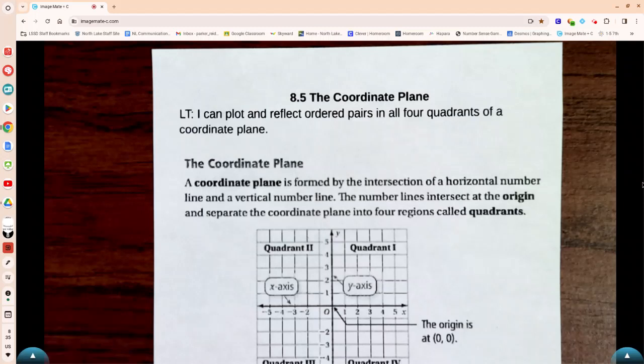All right, so this is 8.5, the coordinate plane. Could I have a volunteer read the learning target, Tanisha? Awesome, thanks. So what even is the coordinate plane?